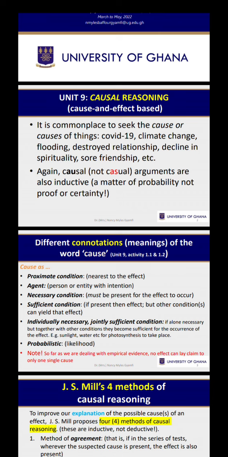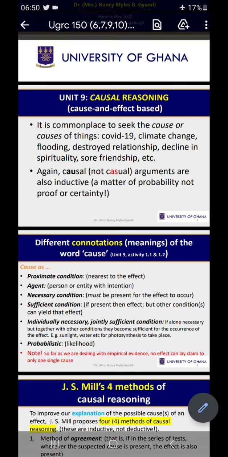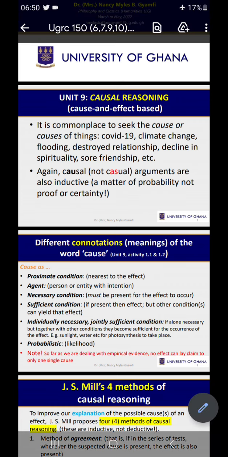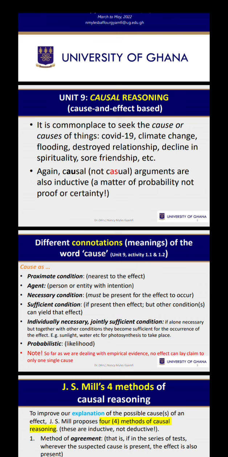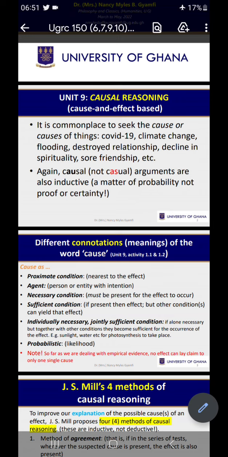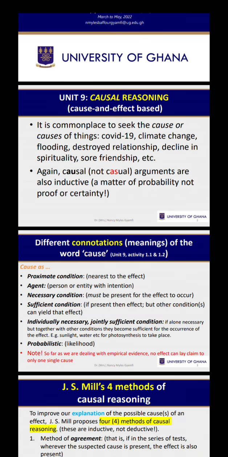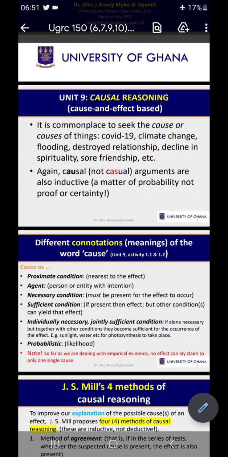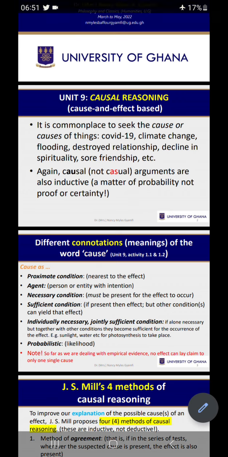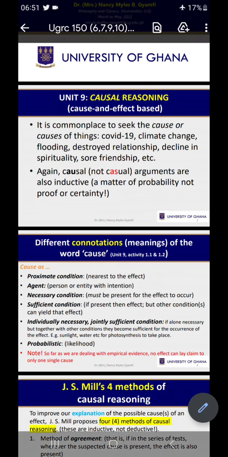The main cause, which is the necessary condition, is the kick, or the shot, by Luis Suarez. That is what caused the goal. So that becomes the necessary condition, and the pass Lionel Messi gave to Luis Suarez becomes the sufficient condition. So that is all about the four senses of cause: the proximate cause, the causal agent, the necessary condition, and then the sufficient condition. So that is all about this.